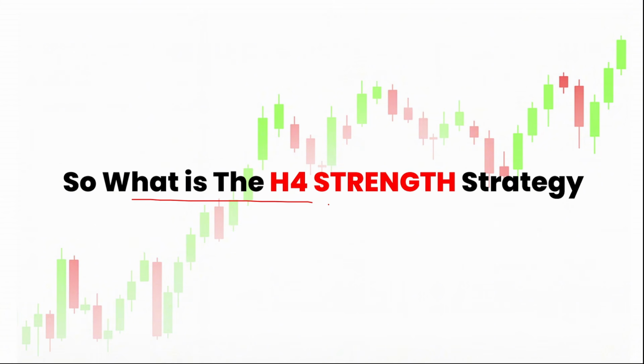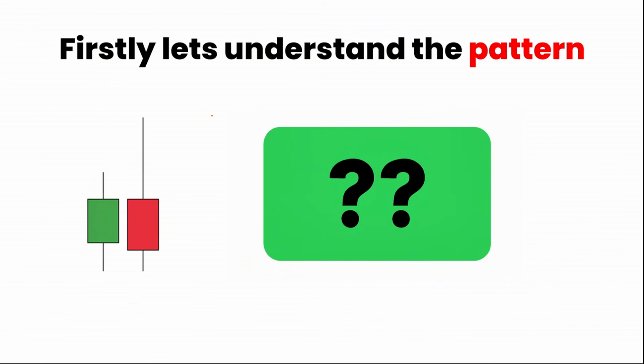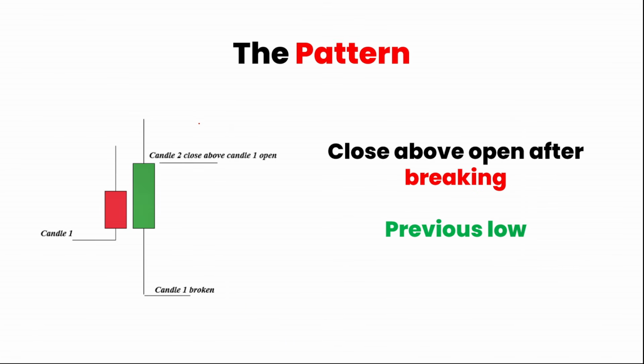So what is the H4 strength strategy? Let me explain. Firstly, let's understand the pattern, because if we do not know the pattern, we are not going to talk about anything else. Let's define it. In this particular pattern, we can see that there are 2 candles. All that you need is 2 candles. You are going to require a candle that is engulfed by the following candle.